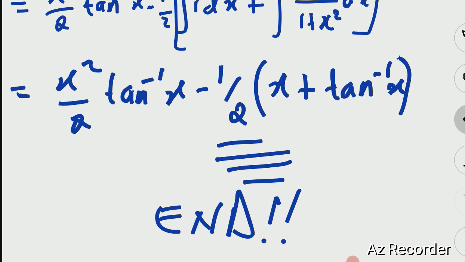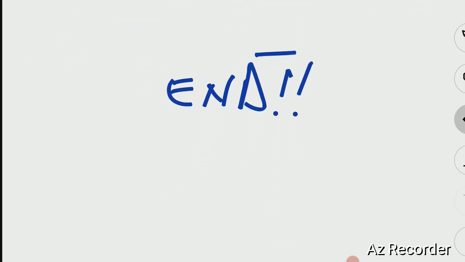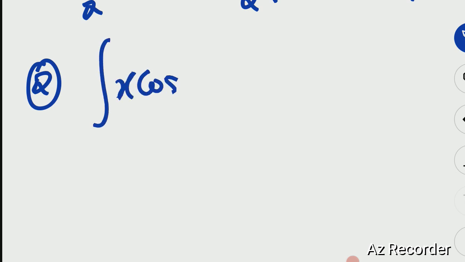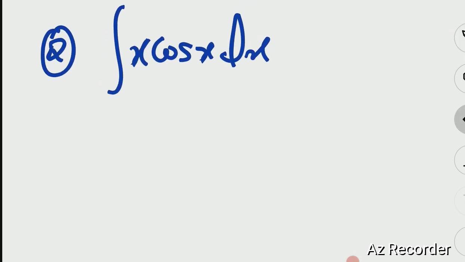Now we can move ahead. Let me not call this the answer. So let's move to number 2. Now number 2 will be an easy question. We have the integral of x cos x dx. Now let's integrate this. Following the ILATE, which one comes first?